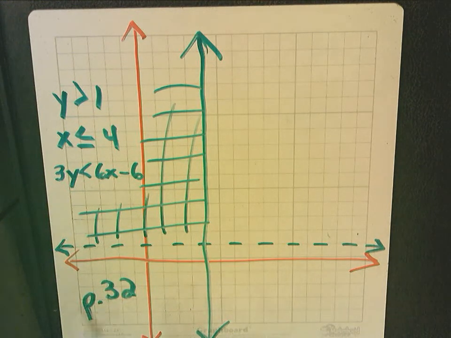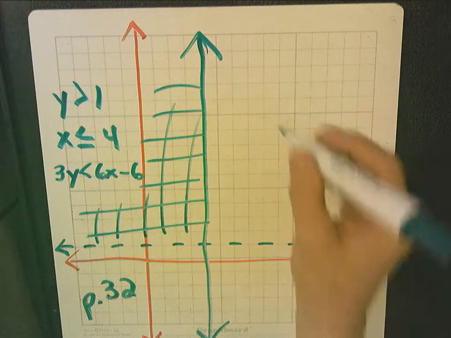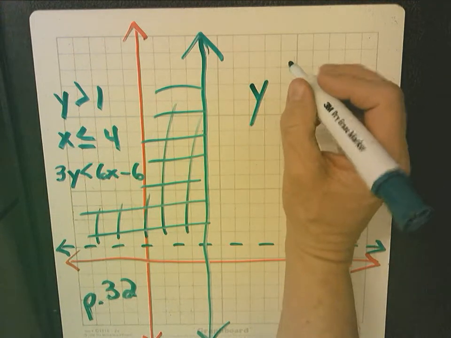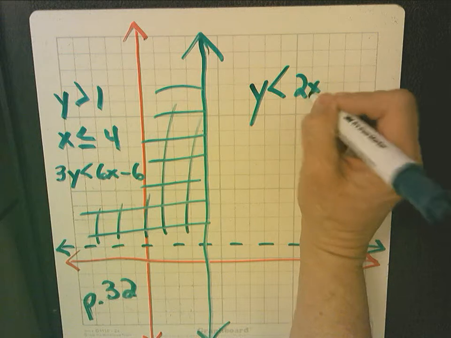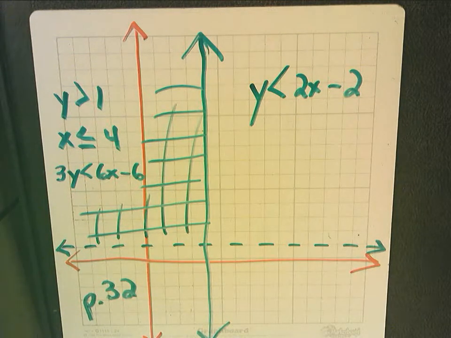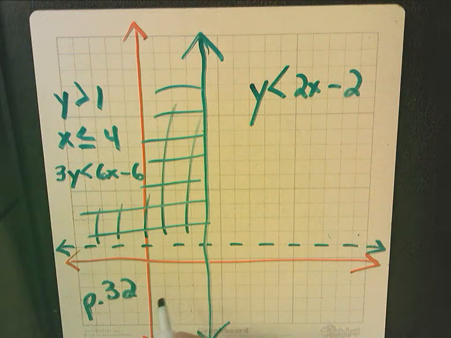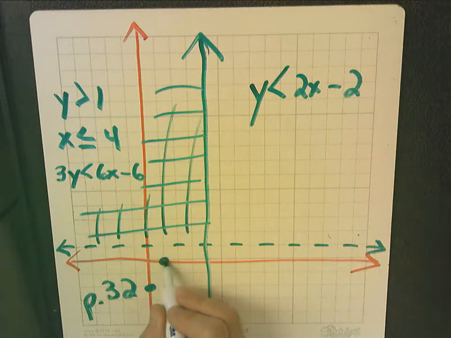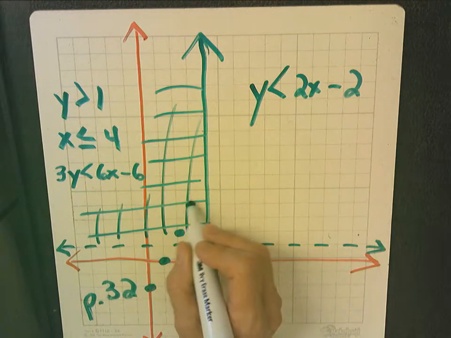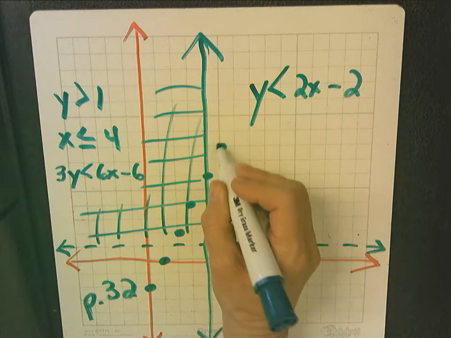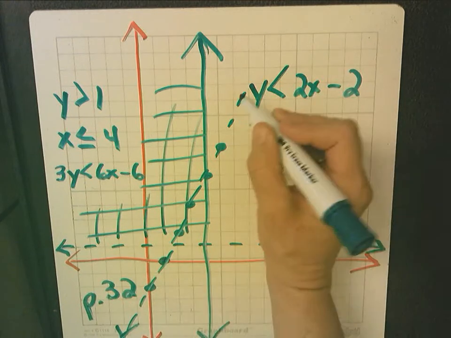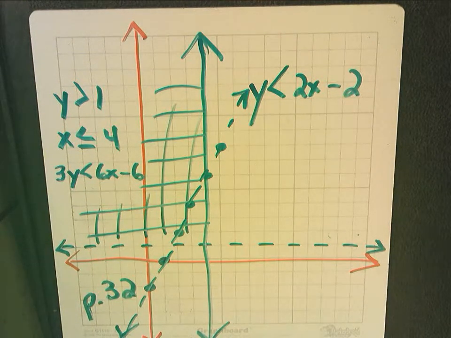Okay? Now I have to do one more line. My last line says 3y is less than 6x minus 6. So I'm going to put that in slope-intercept form, so I'm going to divide every term by 3. This is going to be a dashed line. I'm going to start at negative 2. I'm going to go up 2 over 1, up 2 over 1, up 2 over 1, up 2 over 1, up 2 over 1. And this is my dashed line.